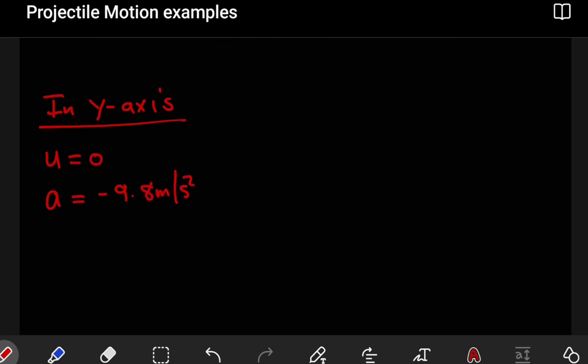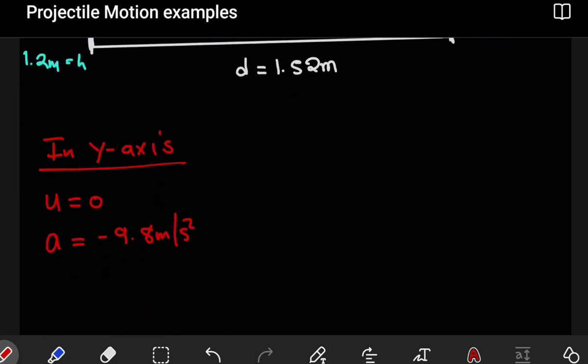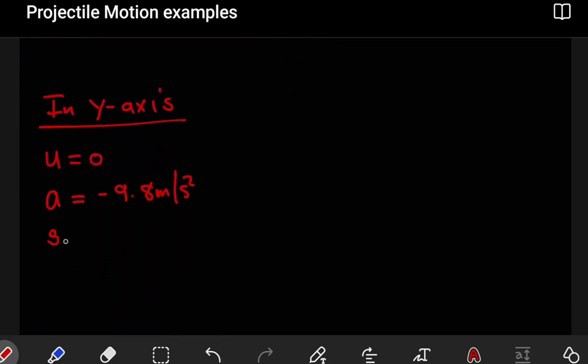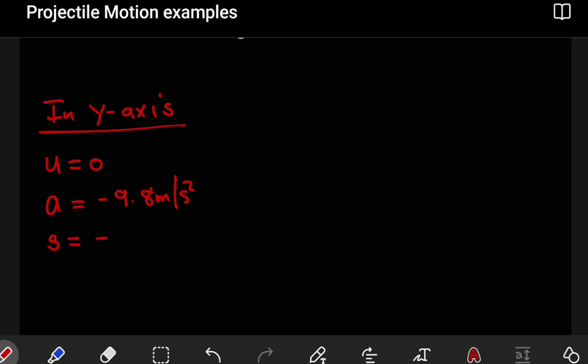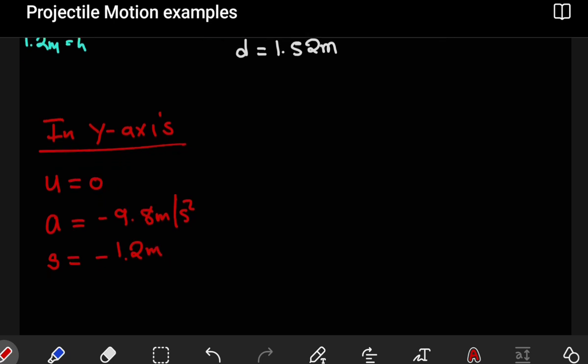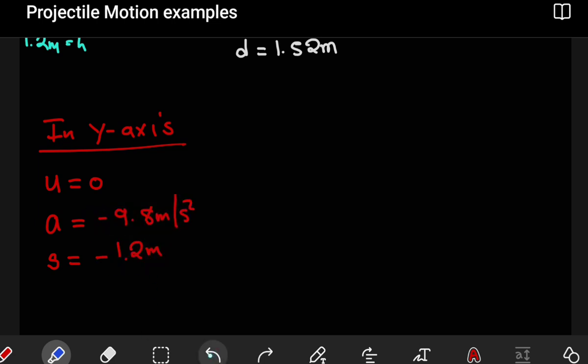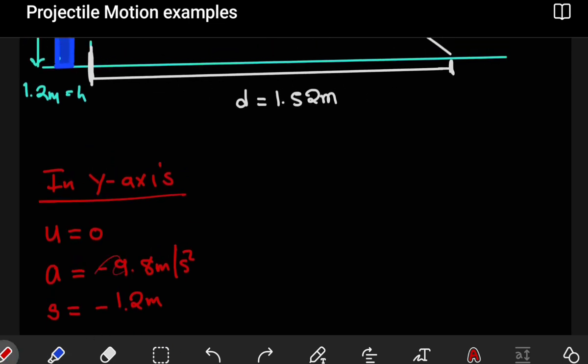The other thing we want to keep in mind is that it falls off. The height is h, and h is given as 1.2. So the height it falls through, we'll take as negative 1.2 meters. Here you have to keep in mind, if you take your acceleration as positive going down, then you will have to take your displacement going down also as positive. Otherwise you get this wrong. Here I'm taking acceleration down to be negative, so I'm taking my displacement to also be negative.